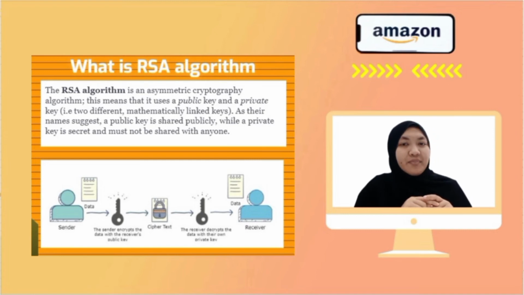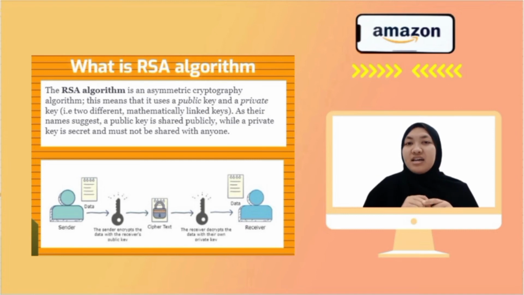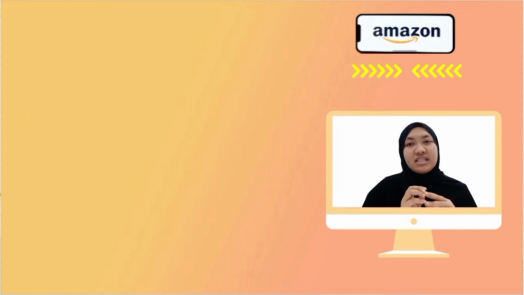Okay. Then this is an illustration of how asymmetric cryptography works. First, send data. The data is encrypted with the public key. Next, the receiver decrypts the data using their private key, and finally the data is received by the receiver.